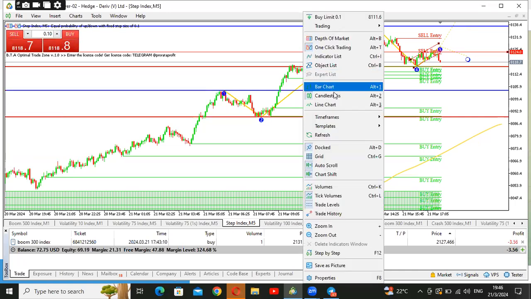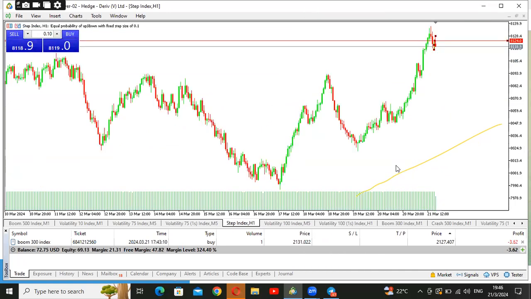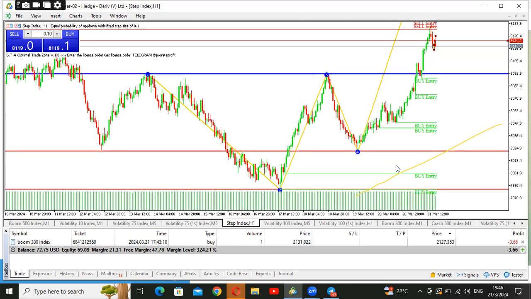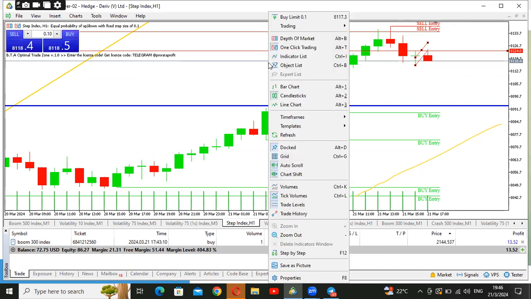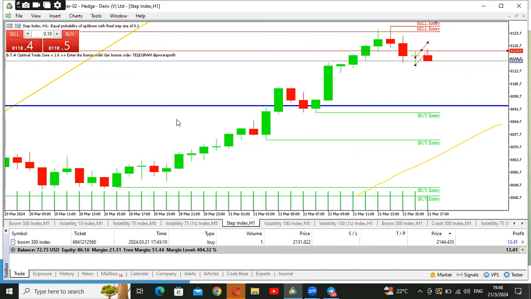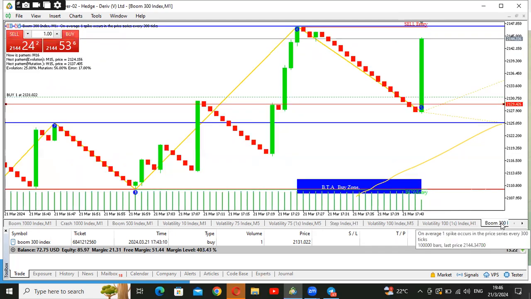Let me check on H1 first so that I can see if the entry is valid. On H1, can you all see the current candle? The current candle on H1 is a red candle, which is showing us a sell wave. Guys, I told you this strategy is one of the best strategies so far. Let's check what happened on Boom 300. How many are in profit right now?